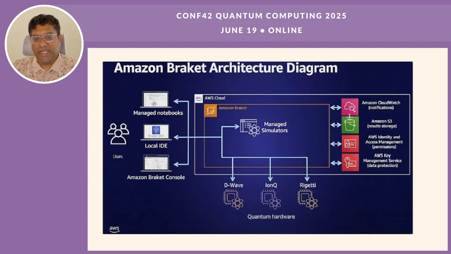And Amazon Braket can seamlessly interact with other AWS services, like Amazon CloudWatch for notifications, Amazon S3 for storage of objects or data, AWS IAM for access management and permissions for role management, and AWS Key Management Service for data protection.